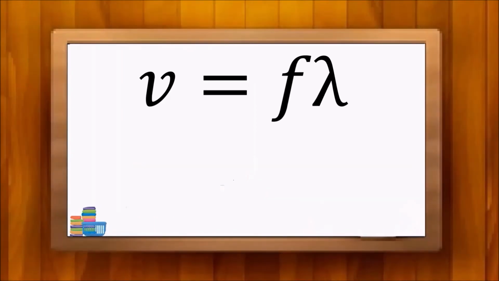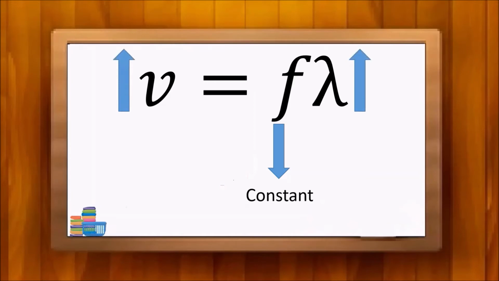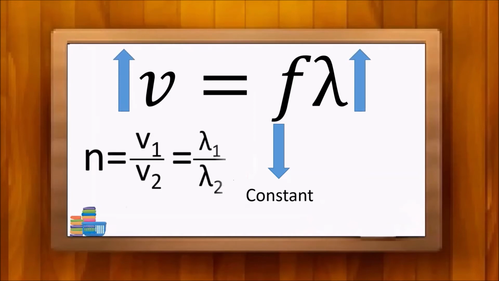In refraction, the frequency of the wave, which we call F, is always constant. So the greater the lambda is, the greater the V. That's why N is equal to both V1 over V2 and lambda 1 over lambda 2.